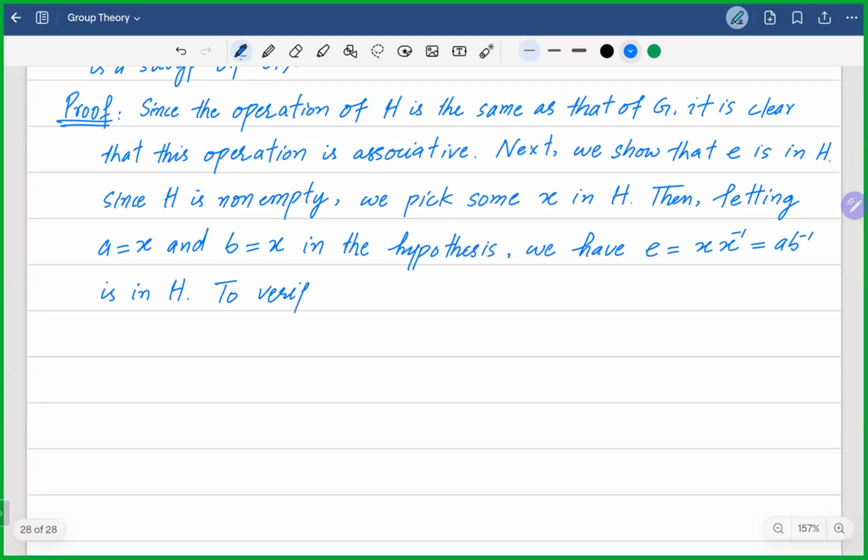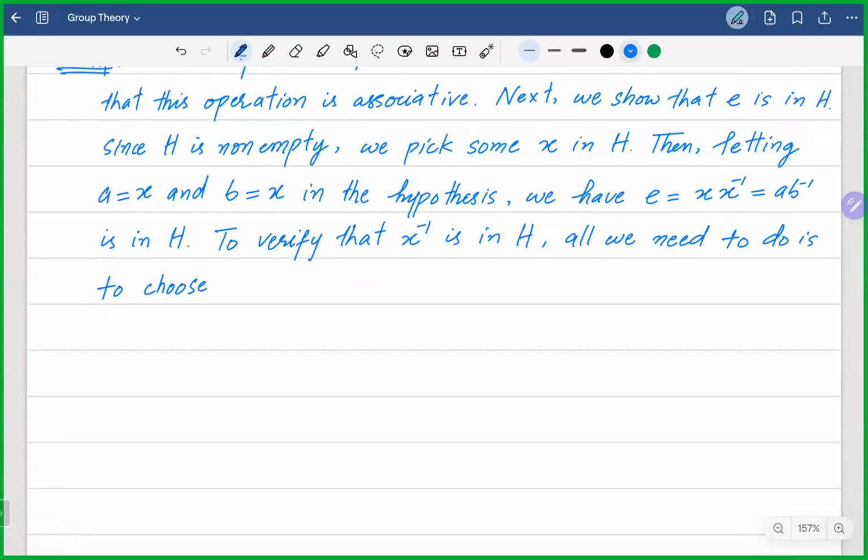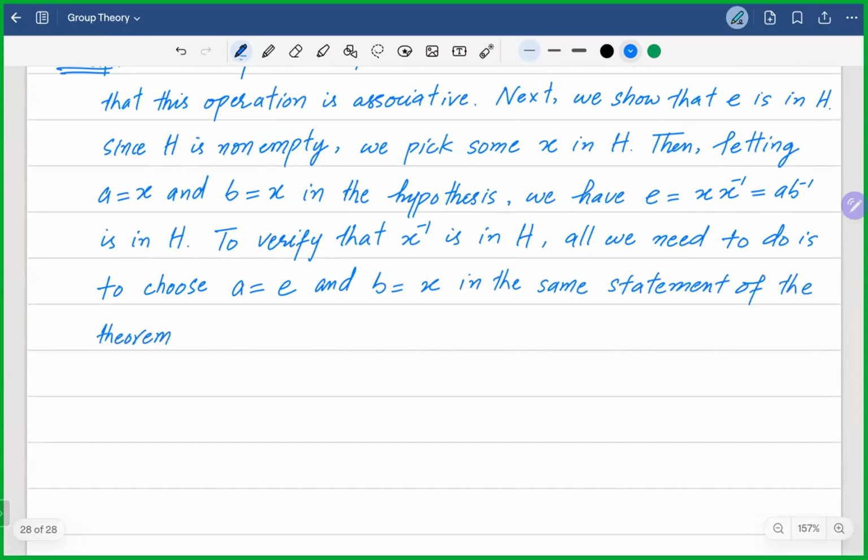Now to verify that X inverse is in H, all we need to do is to choose A equal to E and B equal to X in the same statement of the theorem.